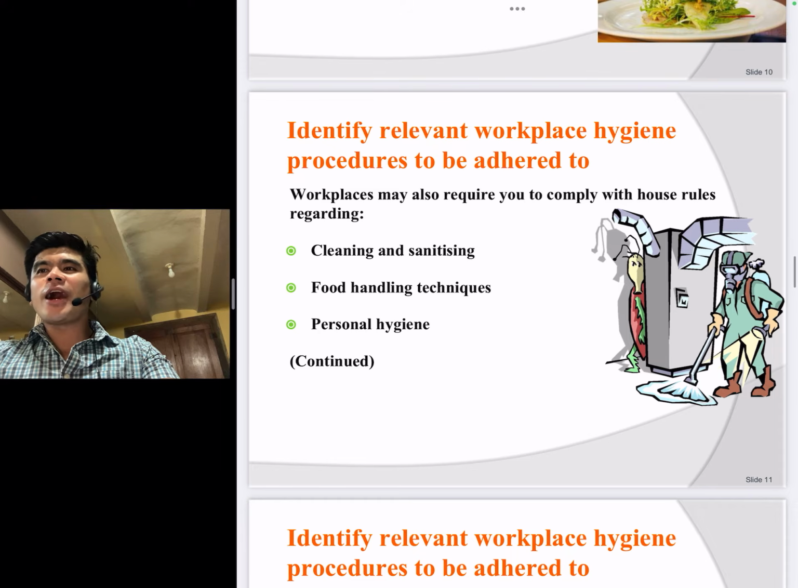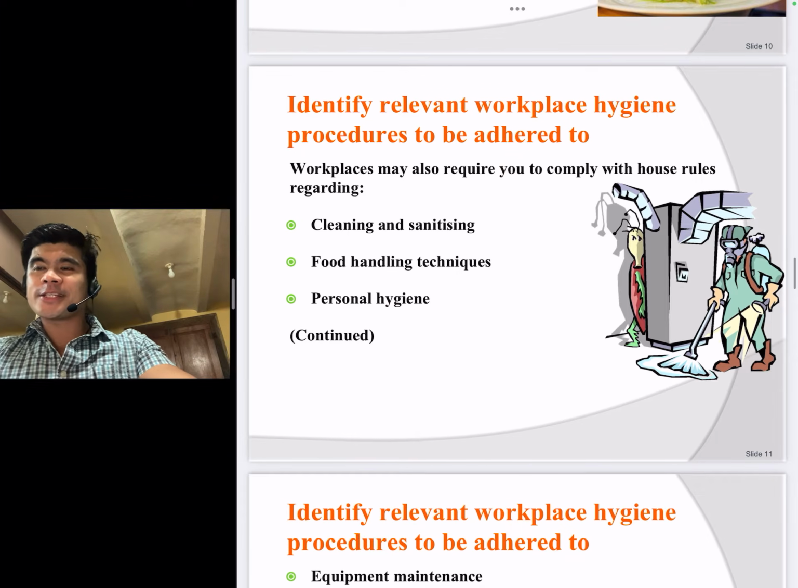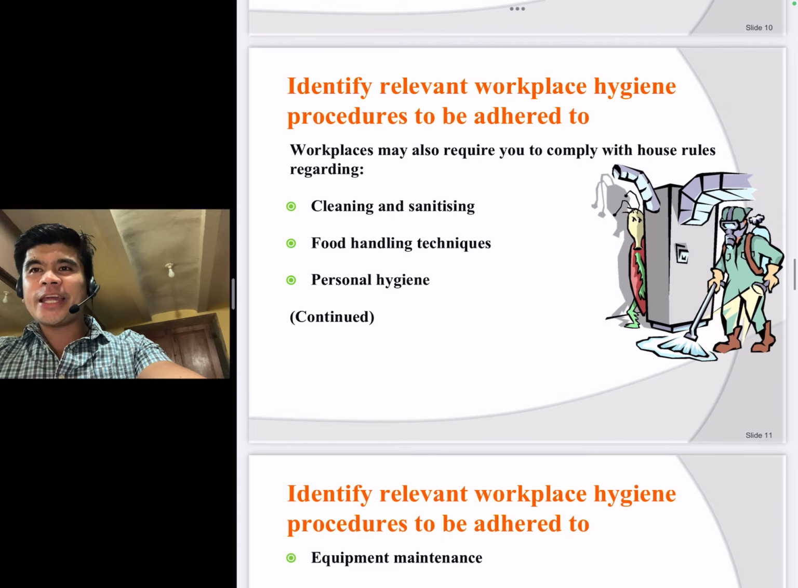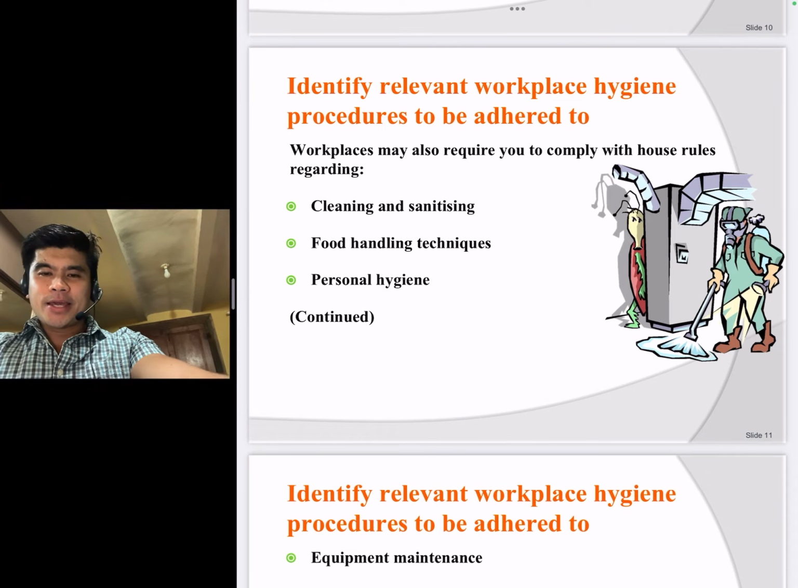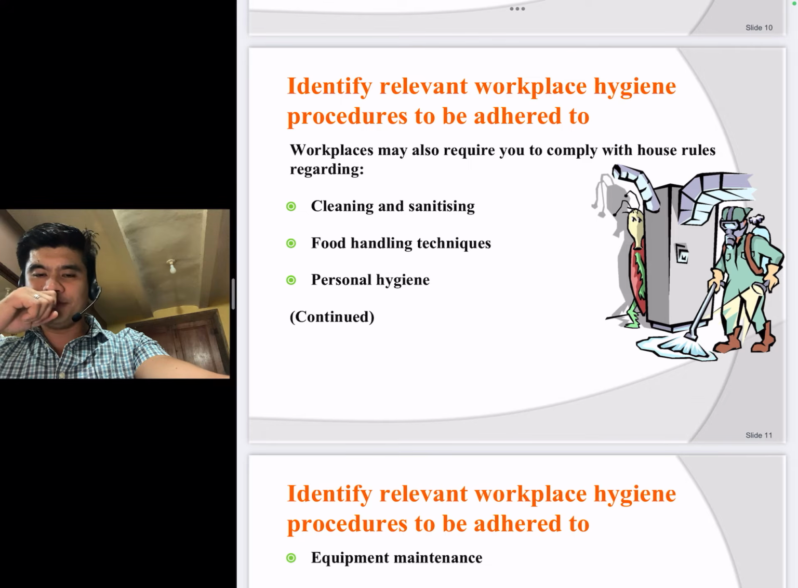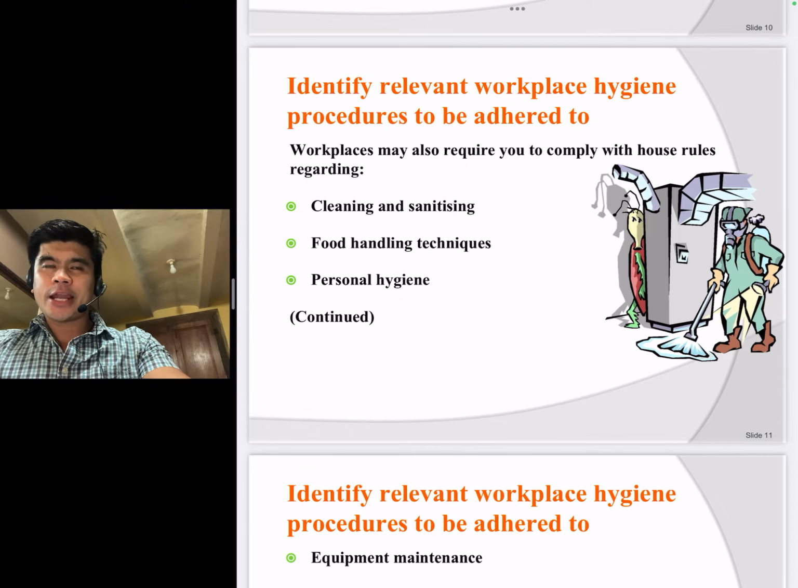Next, identify relevant workplace hygiene procedures. So once again, that is the continuation. The first bullet, cleaning and sanitizing. In cleaning and sanitizing, we all know the basic cleaning procedures such as sweeping the floor, mopping the floor, but it doesn't stop there. In any establishment, you are required to apply a sanitizing agent.